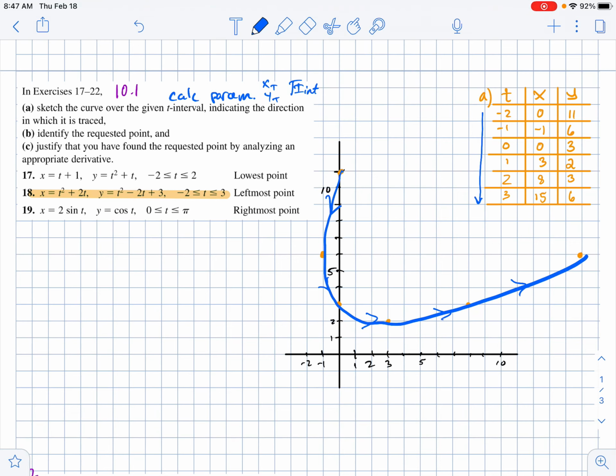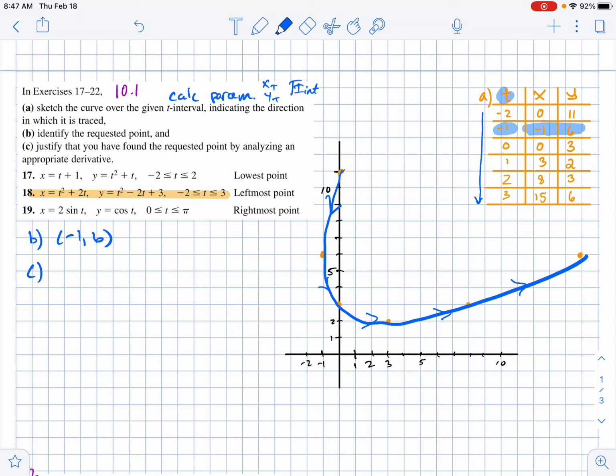So then for part B, we want the leftmost point. To me, it at least looks like it's this point, right? It sure looks like it's (-1, 6). But then we need to justify that it is, in fact, our (-1, 6), that this is our leftmost point, which would imply that it occurs at t equals -1. So let's see if that's the case. And it says by taking a derivative.